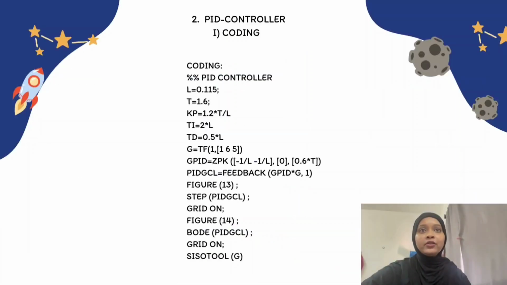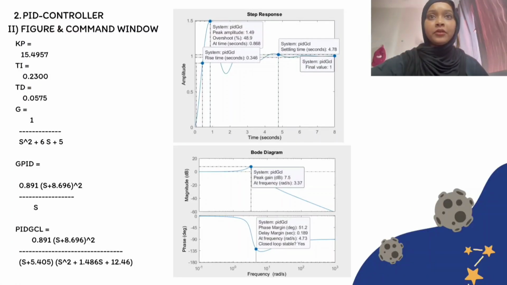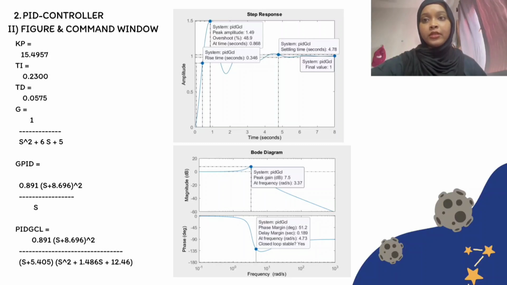After we put our PID controller in the coding, for L is 0.115 and T is 1.6, it's going to give you the KP, TI and TD values and our GC(s) function. So after we run the code, we will get KP, TI, TD, GPID, and PID GCL. All these values we can confirm by using a manual calculation, just like we did in 4A.